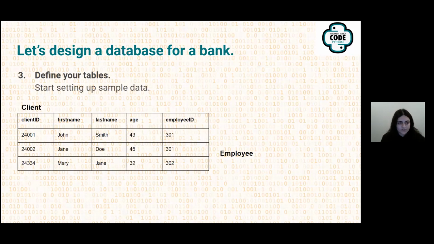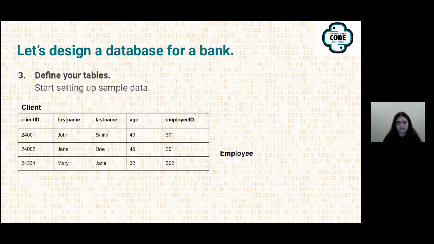Okay, so we have John Smith. Sorry, I use very generic names. We have John Smith. His client ID is 24001. So this is obviously always unique. SQL will not let you save the same ID twice. So this is an identifier. It has to be completely unique. This is what we mean by primary key. So John Smith, primary key, their ID is 24001, age is 43, and employee ID is 301. And we'll see what that means in a second.